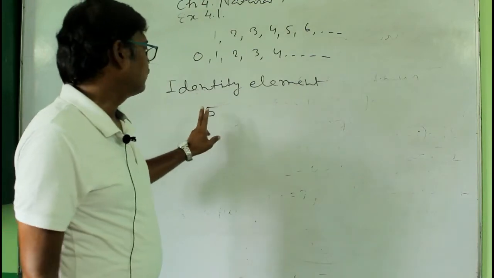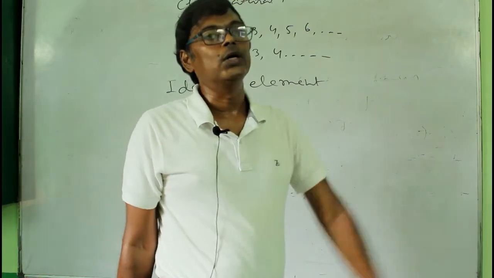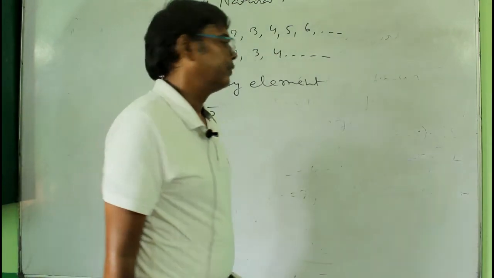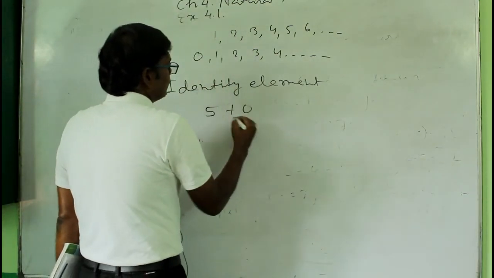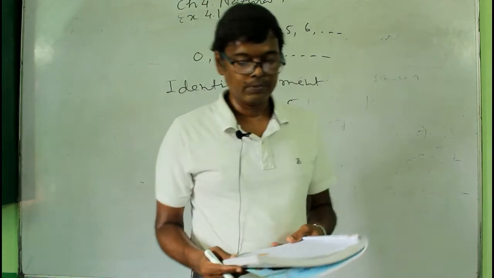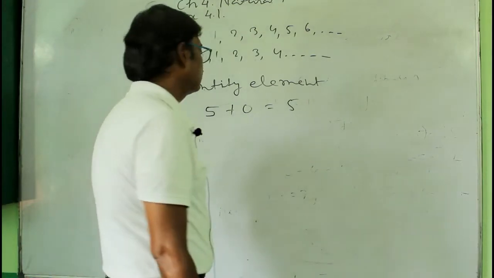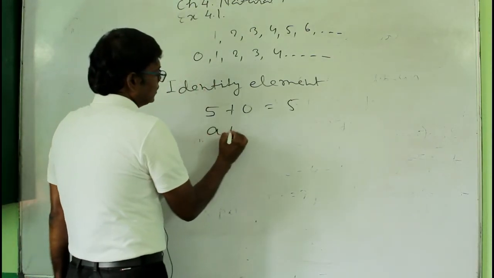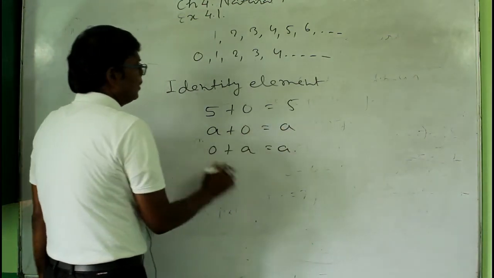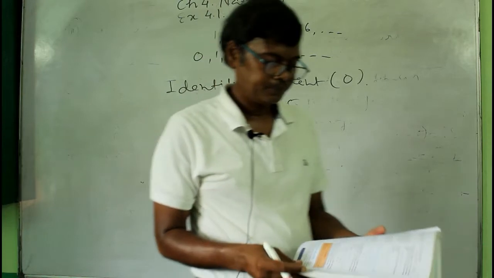Meaning the number 5 is given, and adding which number to this 5 will give the answer 5 itself? That will be called the identity element for the addition of whole numbers. So here you know 0: 5 plus 0 is equal to 5. So the identity element for the addition of whole numbers is 0. Like this, a plus 0 equal to a, or 0 plus a equal to a. So 0 is the identity element for addition.